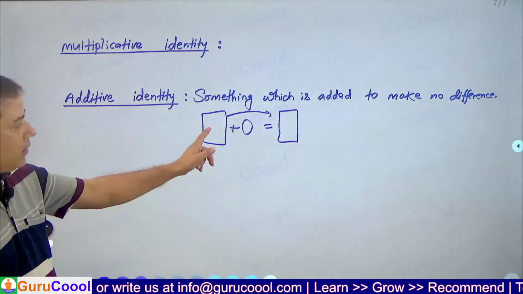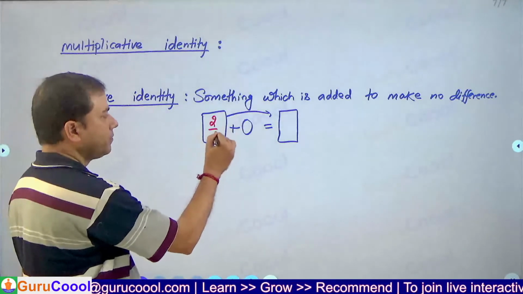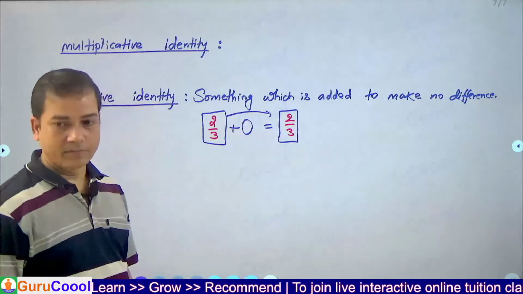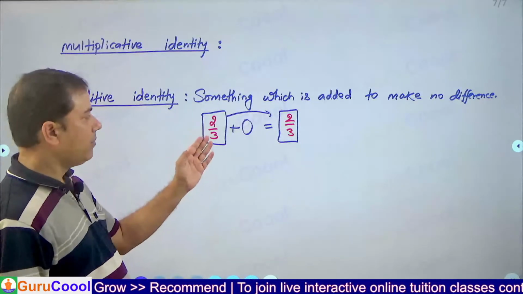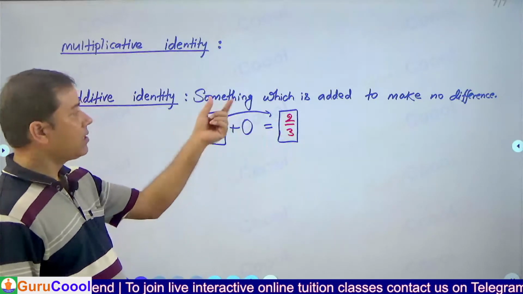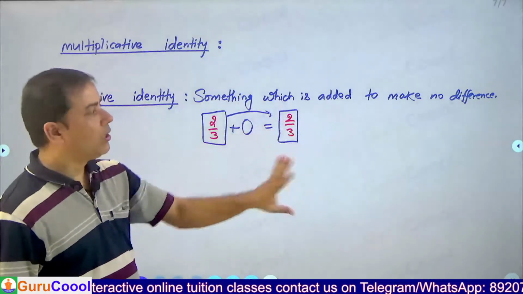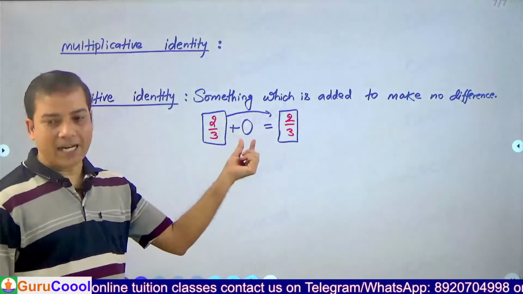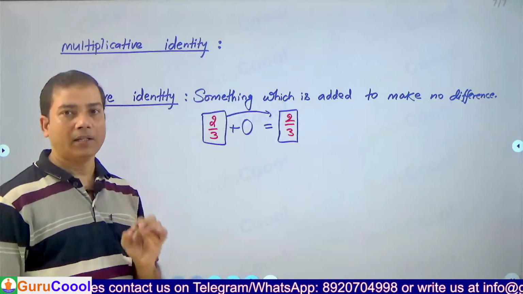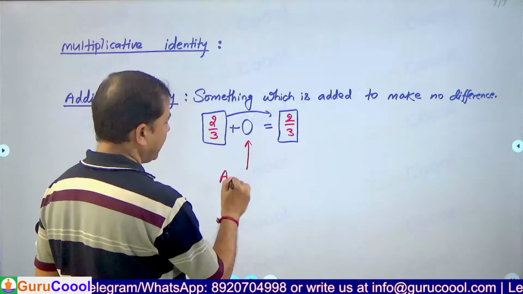Whatever you write here comes there. You write 2 by 3, 2 by 3 comes on the other side as well. You write 2 by 5, 2 by 5 comes on the other side. That's why I am telling something which is added to make no difference. 0 is added to make no difference. So 0 is called additive identity.